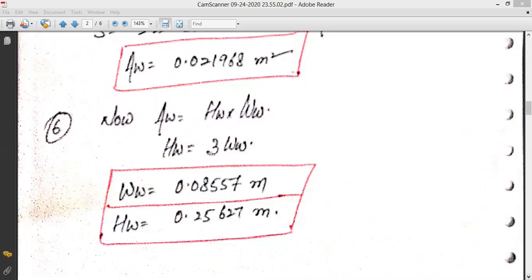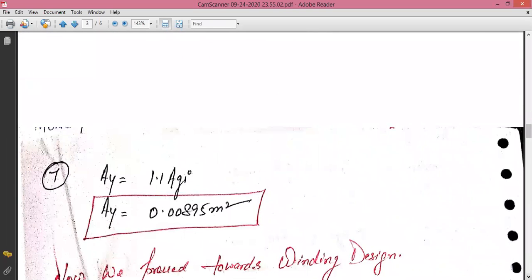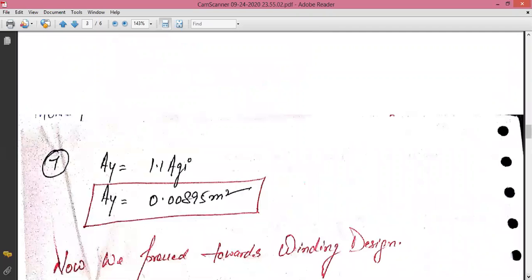Okay, now the next step is to calculate AY, that is called the yoke area, and this yoke area will be equal to 1.1 AGI. So AY is 1.1 into AGI. You get the value that AY is equal to 0.00895 meters square.